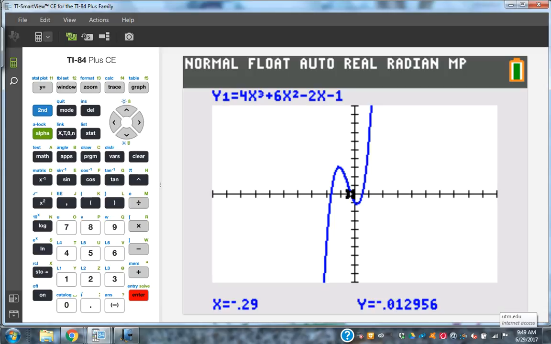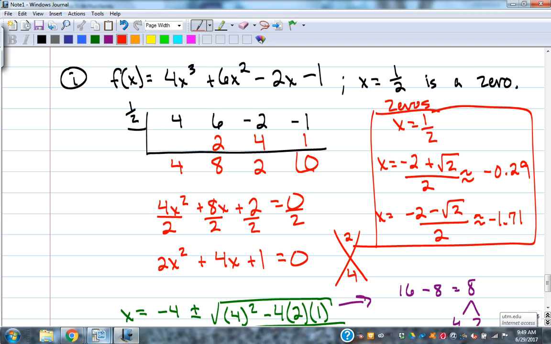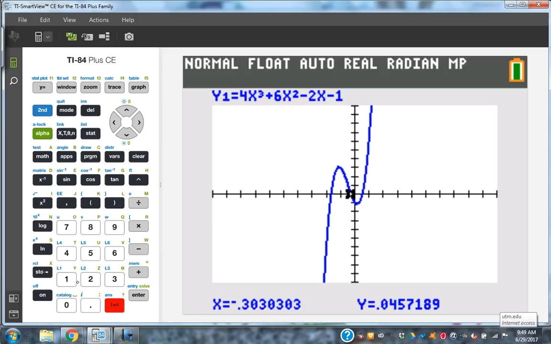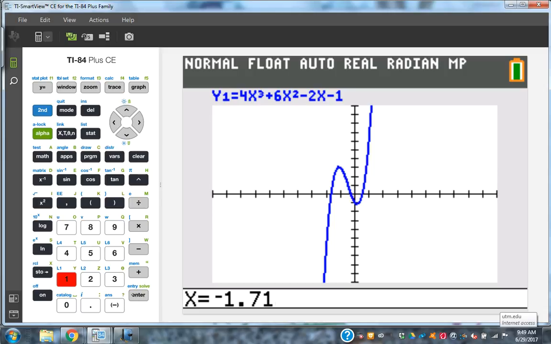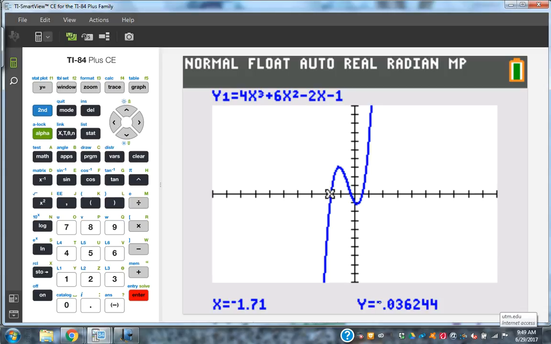This number over here, the y right there, it's not 0, but it's real close to 0. You know, a penny and some change away from 0. Remember, that's a rounded value. If I had typed in the actual exact value, it should give me exactly 0 there. And if I type in the other 0, the negative 1.71, trace negative 1.71, and hit enter. Again, that y value over here is not far away from 0. It's pretty close to 0. We rounded that decimal there, but we can see that that's where it's crossing the x-axis.